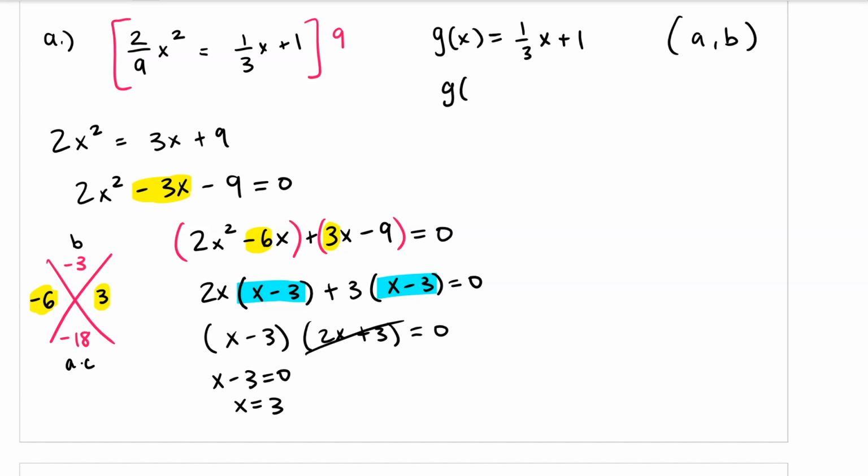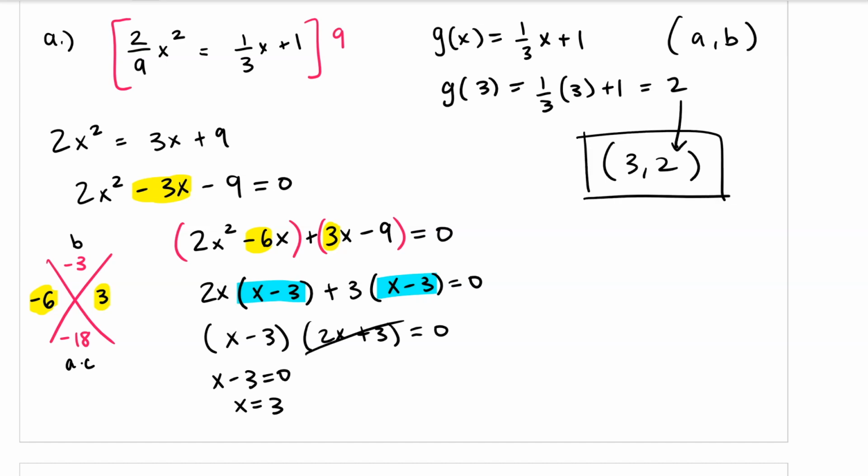So if I evaluate g of 3, that's going to be 1/3 times 3 plus 1, which ends up simplifying to 2. So the final answer of where these two curves intersect in quadrant 1 is going to be the ordered pair 3, 2. The 2 is coming from there, and the 3 is coming from there. Let's go ahead and move on to part B.